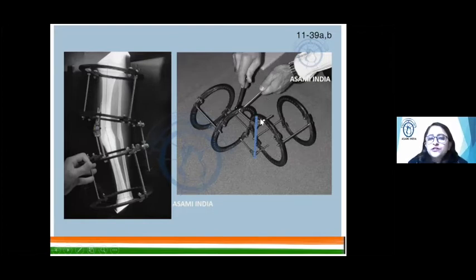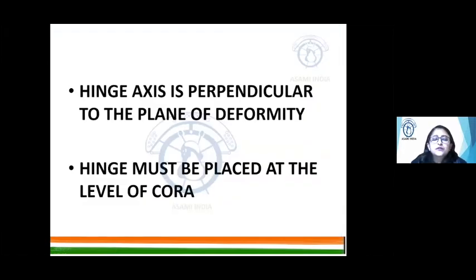This is the axis of hinges. When we say hinge, we refer to the hinge axis. Here you can see the hinge axis is placed at the level of CORA. This has already been told by Rajat and Dr. Vasudevan, that hinge axis has to be at the level of CORA. And the second thing is that the hinge axis has to be perpendicular to the plane of the deformity. So these are the two important rules. Hinge axis is perpendicular to the plane of deformity, and hinge axis must be at the level of CORA.